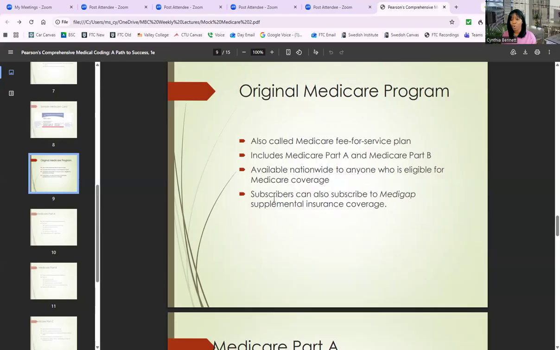And then you also will have some patients who will subscribe to a Medigap plan. What this Medigap plan does is it will cover, for example, the patient's deductible or the patient's coinsurance, because Medicare does not actually pay 100%. So some patients will actually have a Medigap plan as well.